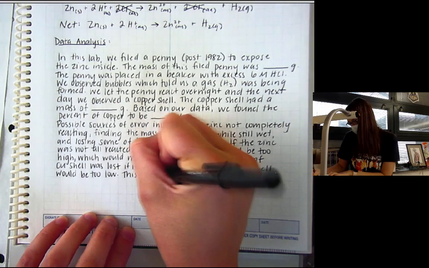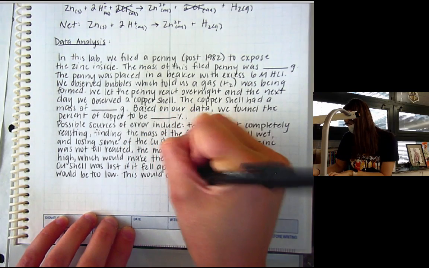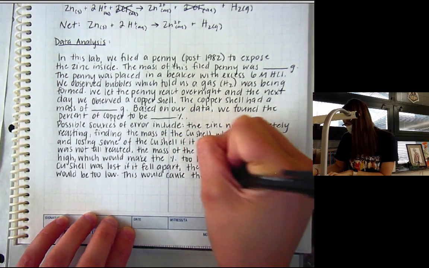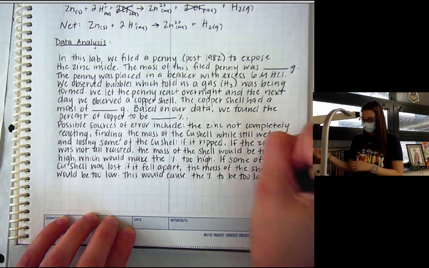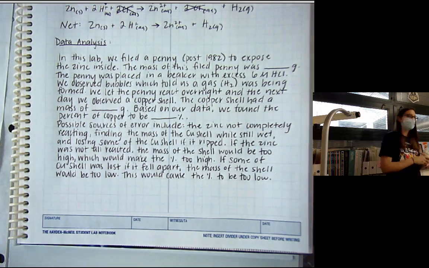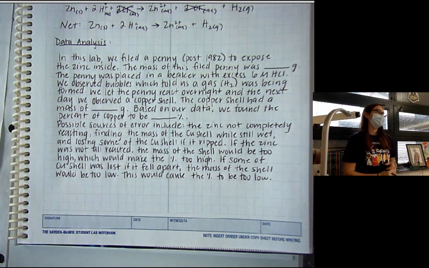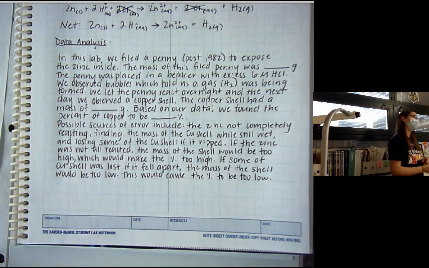So this would cause the percent to be too low. There's our data analysis. This is the most difficult part of any lab because it requires you to summarize, think about what you found, think about sources of error.